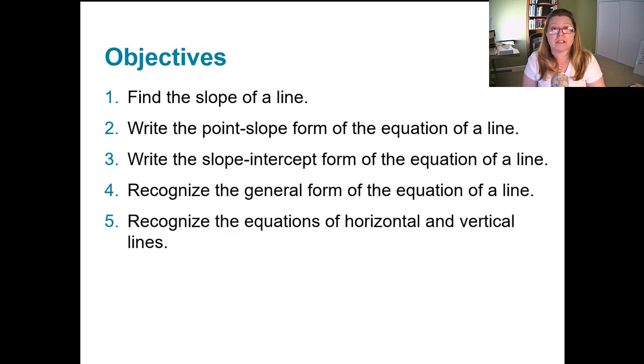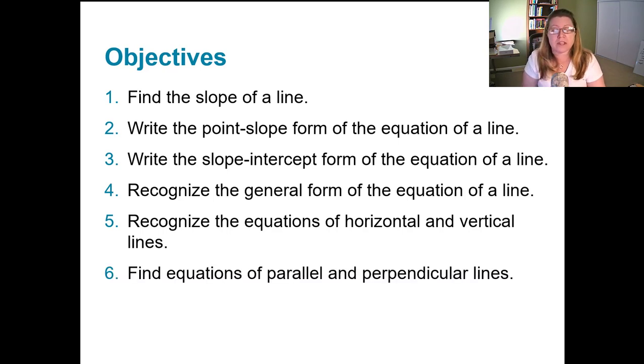The next thing we want to look at is how do we distinguish between a vertical and horizontal line? What do they look like in terms of their equations? Another thing we're going to do is look at parallel and perpendicular lines to a particular line that we have in mind. If we have this line, how do we find a parallel line? How do we find a perpendicular line to the current line we have?